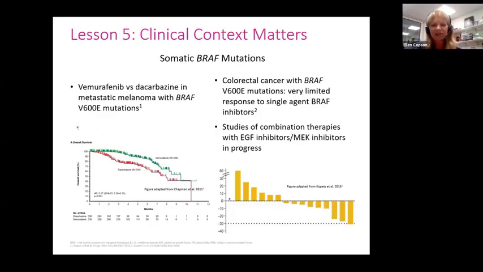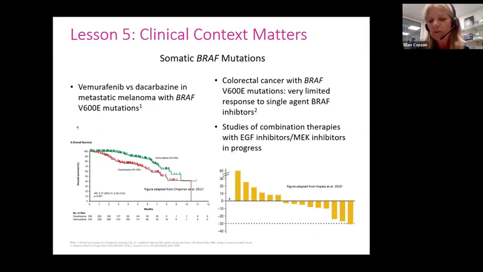Okay, lesson 5. I promise there are only 7, and I'll race through the last few because I know the evening's coming to an end. Clinical context is important. I think most of you will know that BRAF mutations and BRAF inhibitors have been really valuable in melanoma, but not in colorectal cancer. There is very limited response there to BRAF inhibitors on their own.